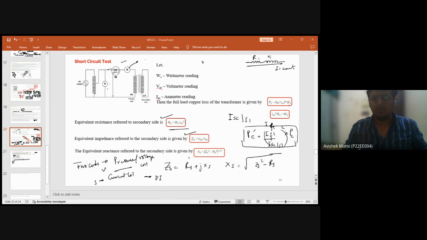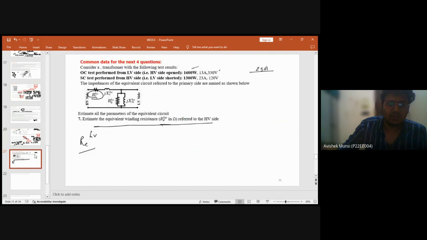That is a different thing you can learn in instrumentation. It has basically two coils. It's not simply connected in series. It has two coils, and both are connected in different ways. If you have anything more to know, you can ask me.